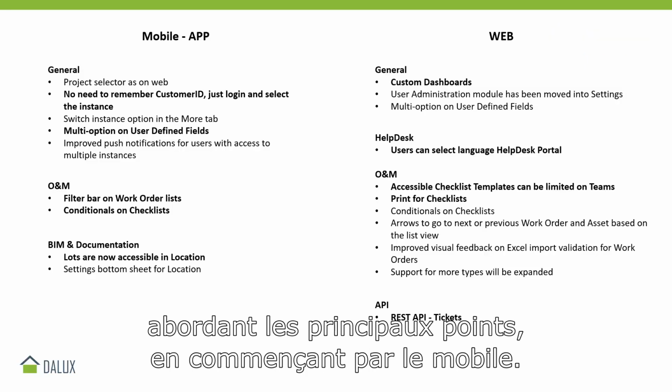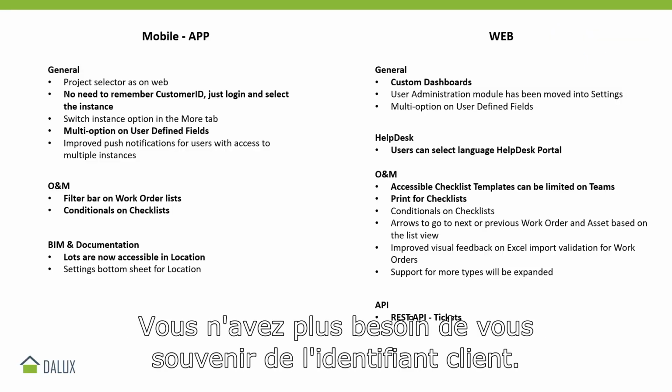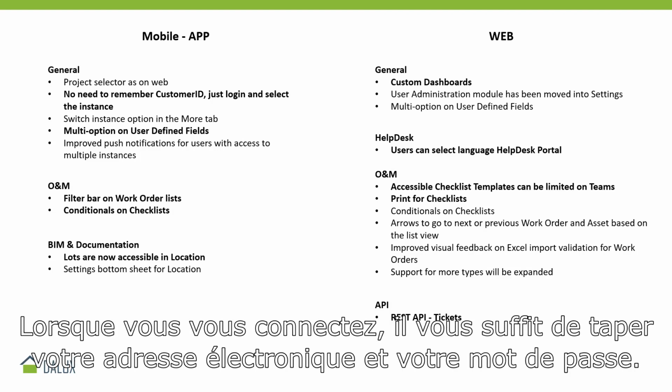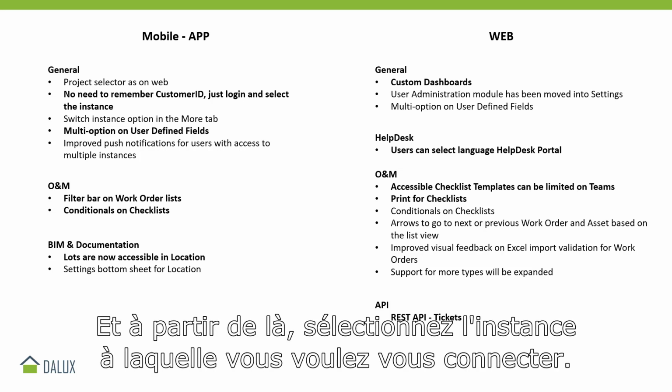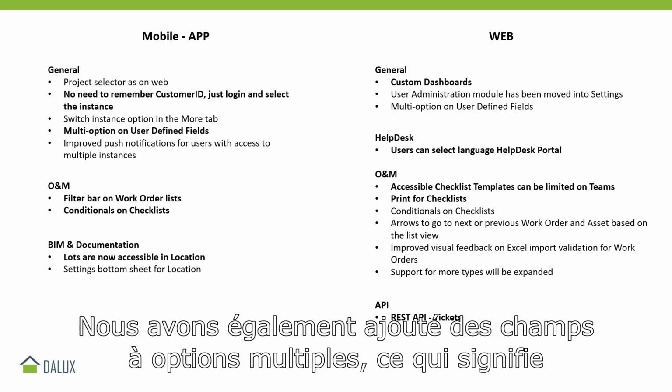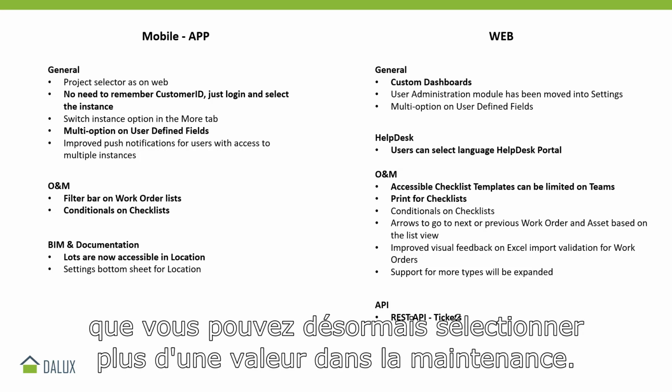Looking at some of the headlines, starting with the mobile. You no longer need to remember the customer ID when logging in. Now you just have to type in your email and password, and from there select the instance that you want to log into. We have also added multi-option fields, meaning that you can now select more than one value.